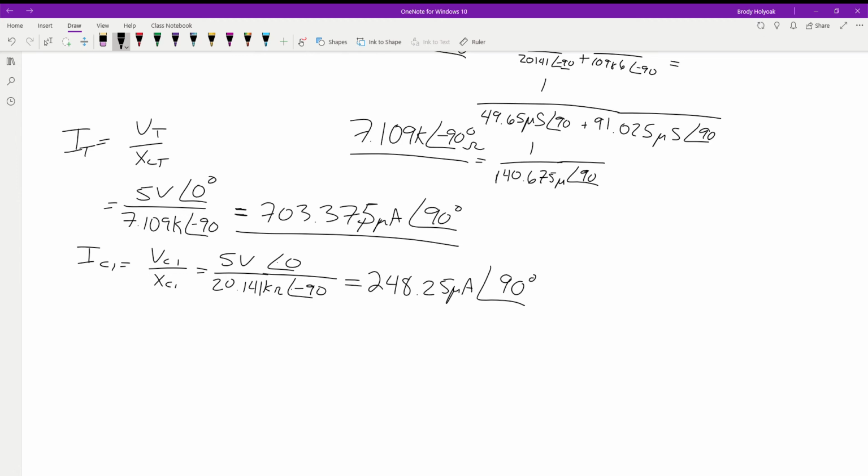Okay? Current of capacitor 2: voltage of capacitor 2 divided by the reactance of capacitor 2. So we have 5 volts, because again, it's in parallel with the source. And we divide that by the 10.986K at negative 90. What do we get there, Seth?